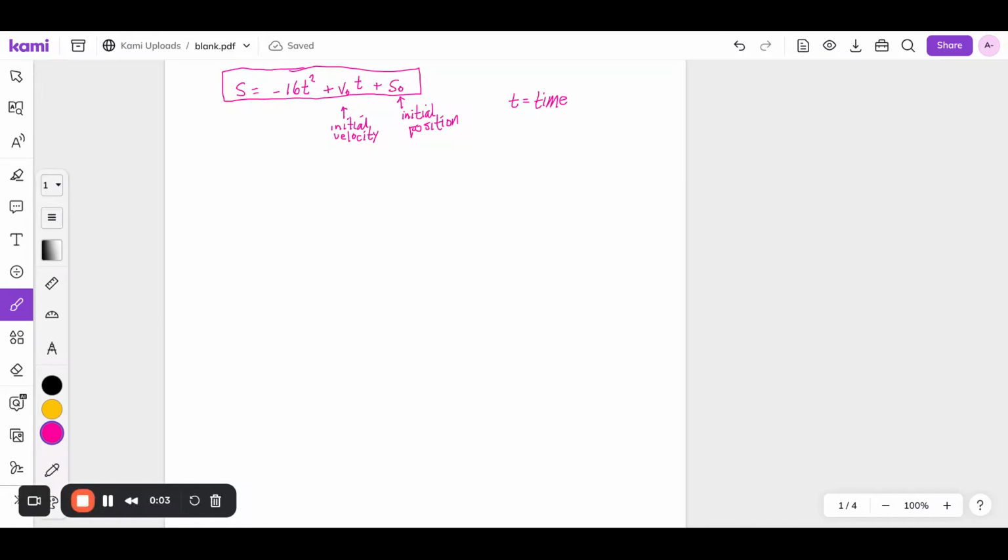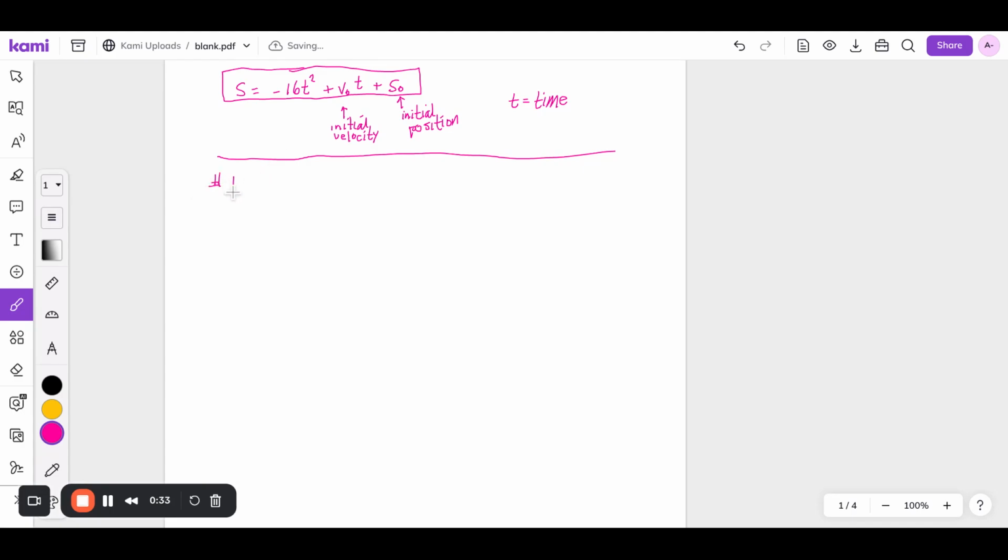Okay, so number 49. This section is about the position formula, which is this formula right here. S equals negative 16t squared plus V sub 0 times t plus S sub 0, where V sub 0 is initial velocity, and this one here is your initial position.